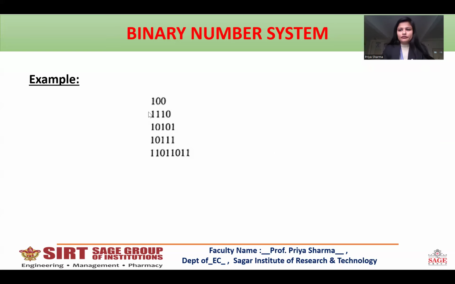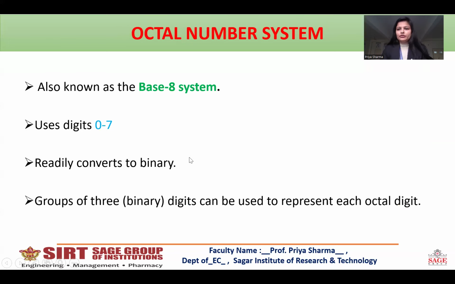So this is an example of what the binary number system looks like. It only uses 1 and 0, and these are some of the examples. Coming to the octal number system, it is also known as the base 8 system as it uses only the digits from 0 to 7. It is converted readily to the binary number system, and for converting it into binary, we group three binary digits, which are used to represent an octal digit.